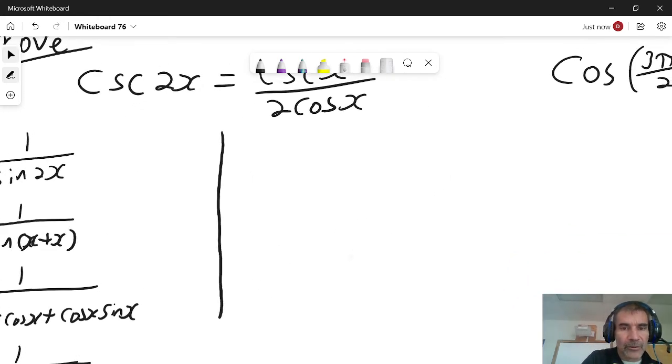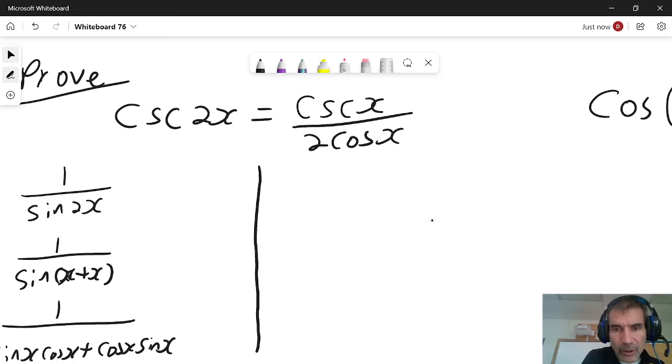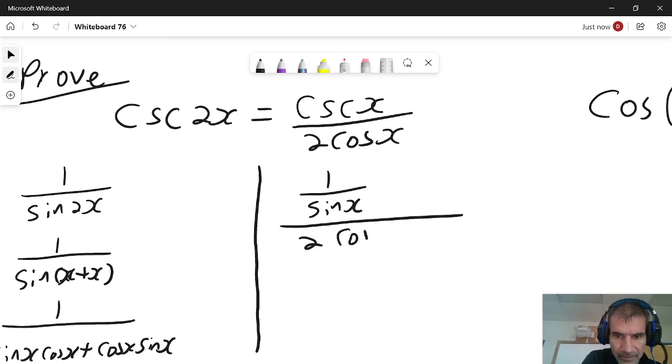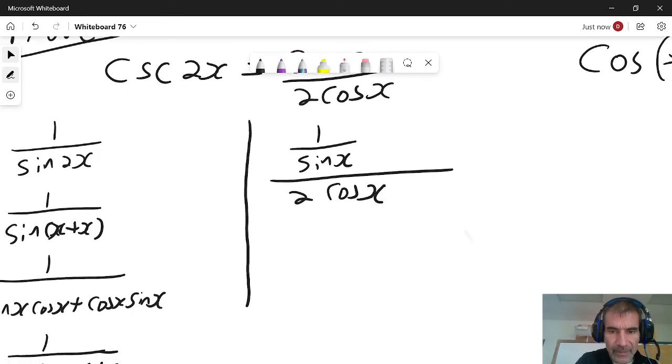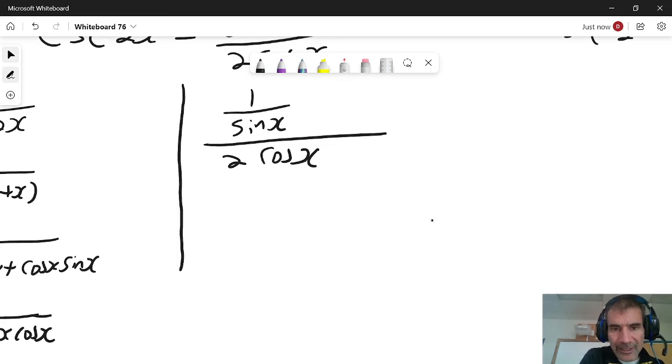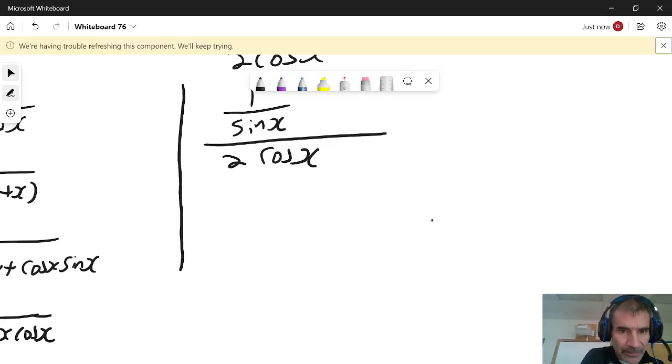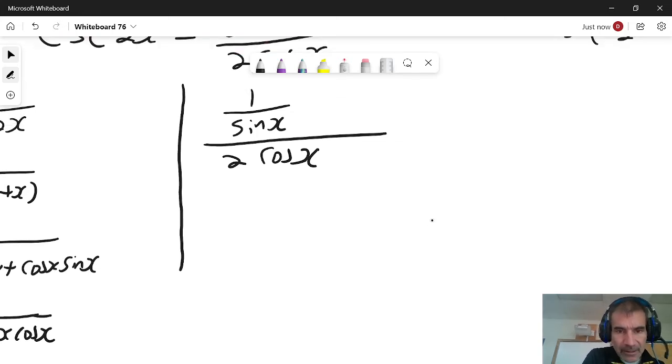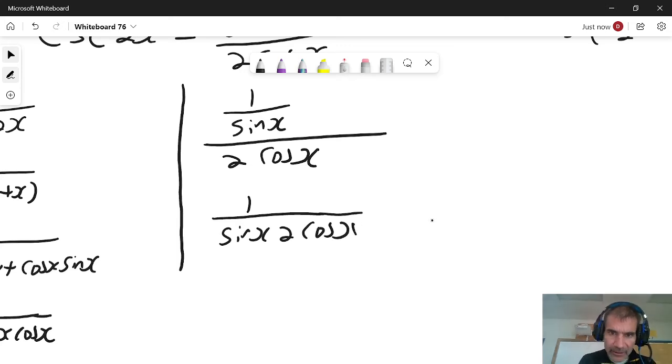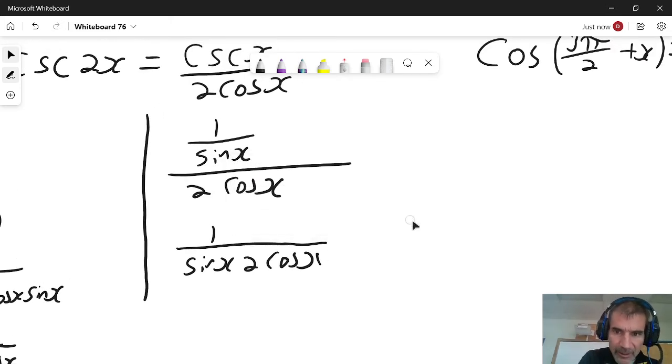Okay, over here on the right-hand side, I have the cosecant of x divided by 2 times the cosine of x. The cosecant of x is 1 over the sine of x. Now, I have a fraction as the numerator of a larger fraction. So I can write that as 1 over sine x times 2 cos x. And if that gives you any confusion, let me do this in a few more steps here.